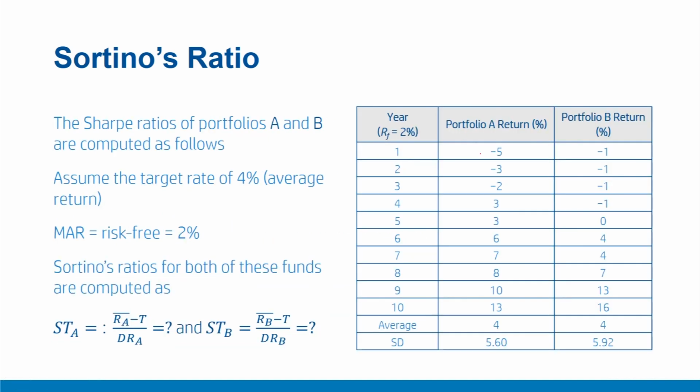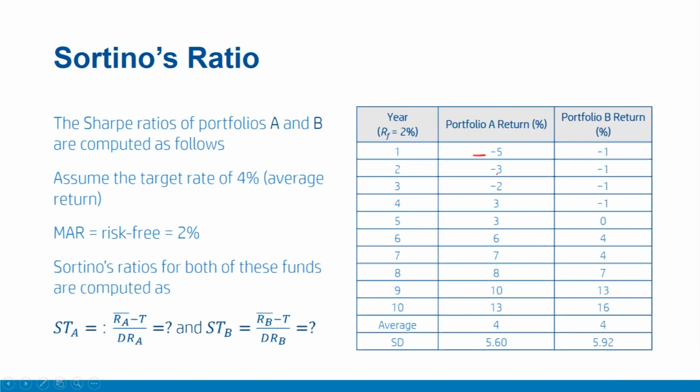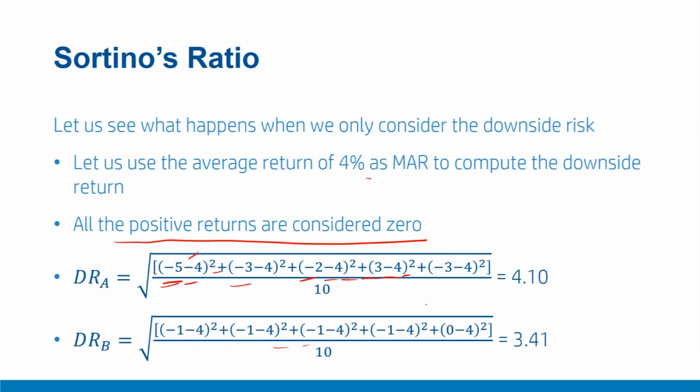For example, here you have minus 5, so minus 5 minus 4, which is MAR, raised to the power 2. Similarly, you have minus 3, so minus 3 minus 4 raised to the power 2. This is for portfolio A. Similarly, for portfolio B also, we can compute the downside risk. Now it appears that the downside risk measure for portfolio A is 4.1 and for portfolio B is 3.41.